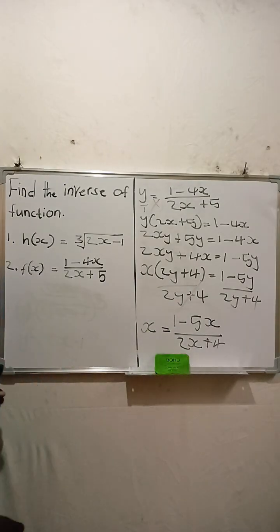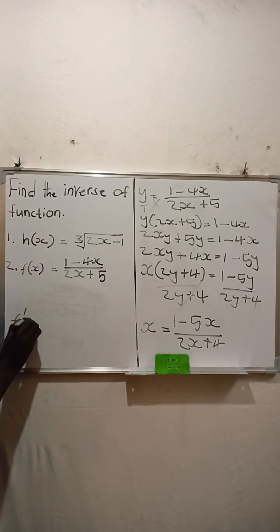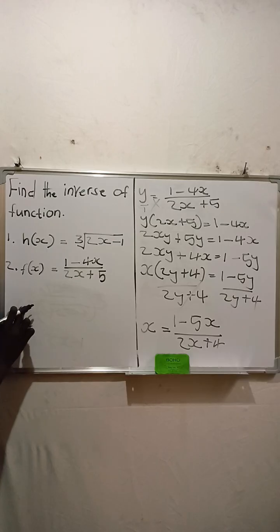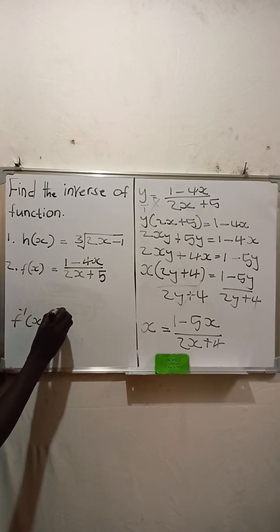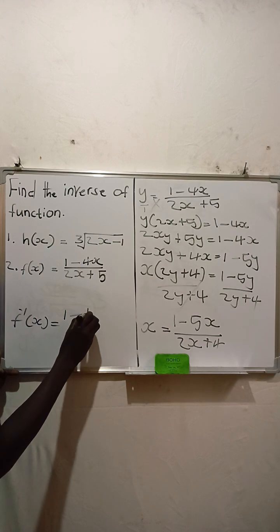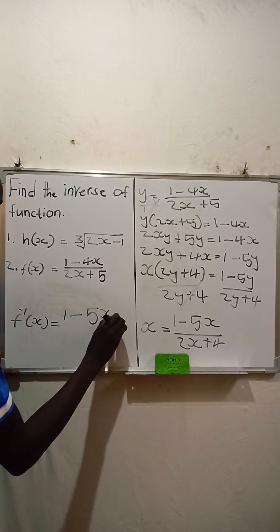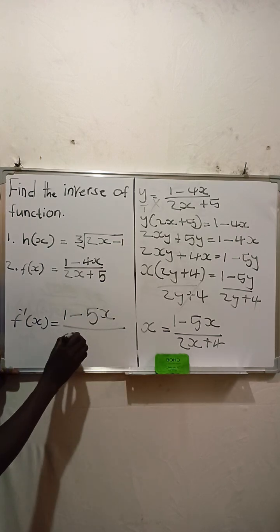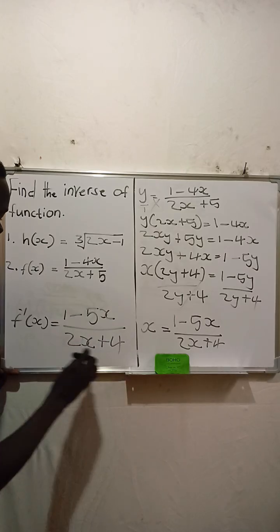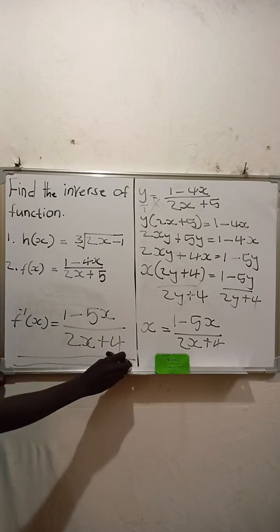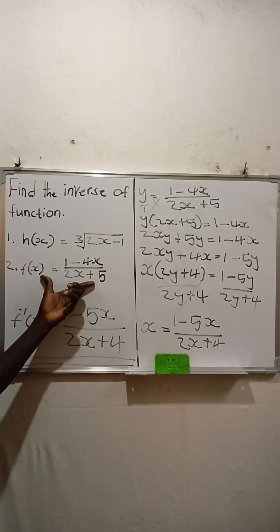Our f inverse is equal to 1 minus 5x all over 2x plus 4. All right, ladies and gentlemen, this is the inverse of this rational function.